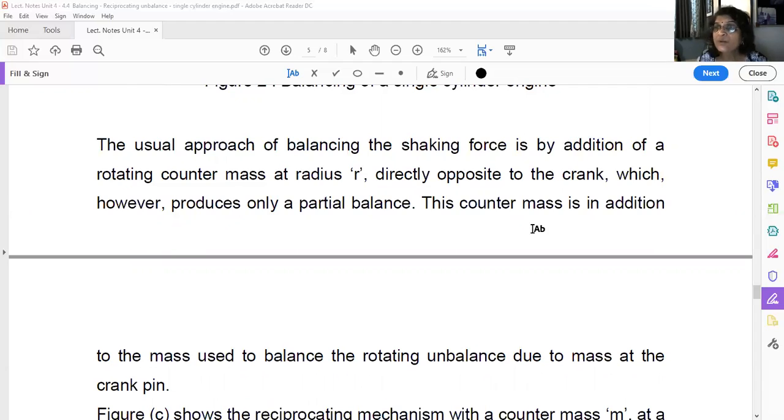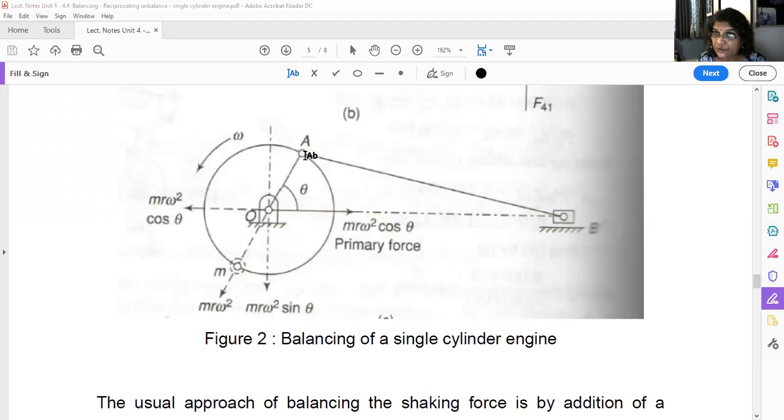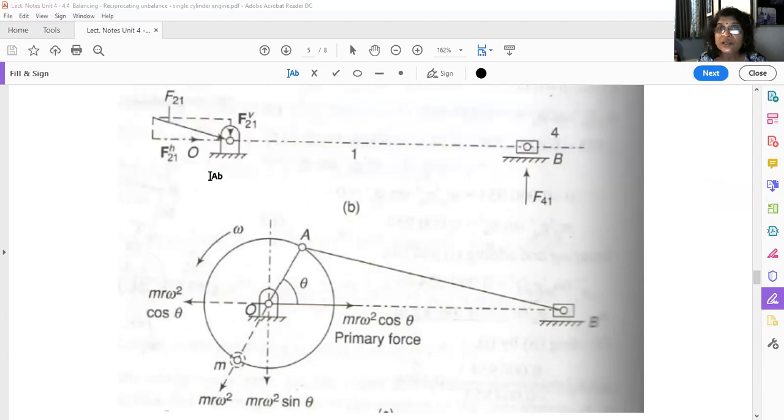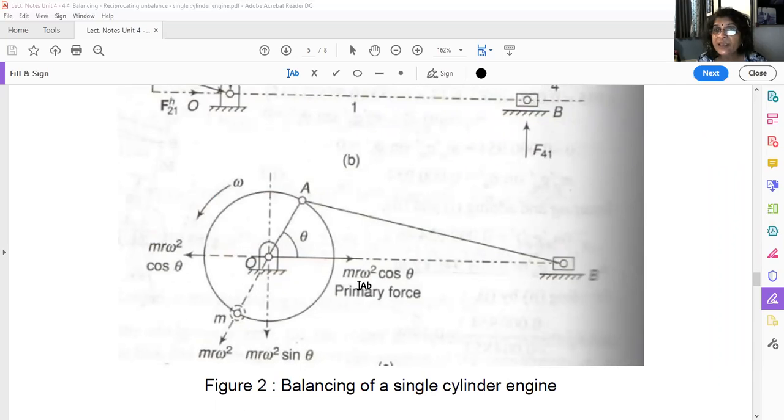Now this counter mass is in addition to the mass used to balance the rotating unbalance due to the mass at the crank pin. So there is already an unbalanced mass due to the crank pin. In addition to that, because of this component of the force, more unbalance will be created. And how much is that unbalance? Mr omega square cos theta. This we have to balance now.